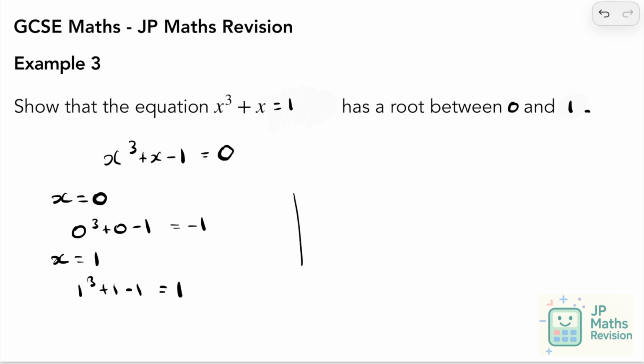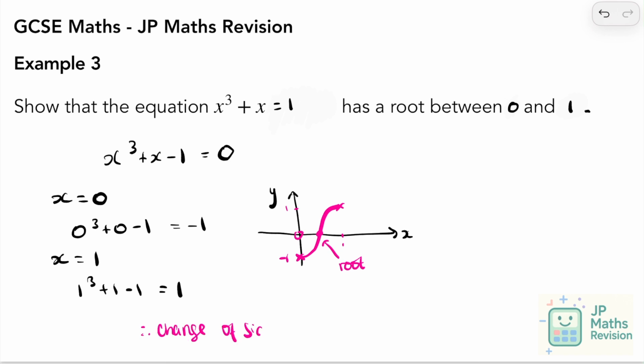Again, if I imagine sketching this, I have x and I have y. When x equals 0, y is minus 1, so that's somewhere down here. And when x equals 1, y is 1, so that is going to be somewhere up here. In order to get from minus 1 to 1, I must have passed the x-axis at some point. That point is the root. And therefore, since there is a change of sign, there must be a root in the interval.